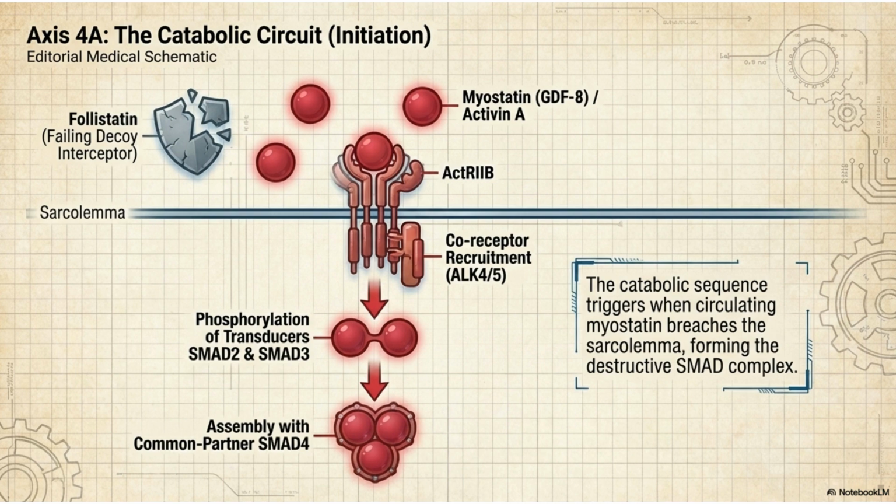Axis 4A, the catabolic circuit initiation, begins when circulating myostatin/activin A binds to the ACVR2B receptor. This triggers the phosphorylation of SMAD2 and SMAD3, leading to the formation of the destructive SMAD complex.